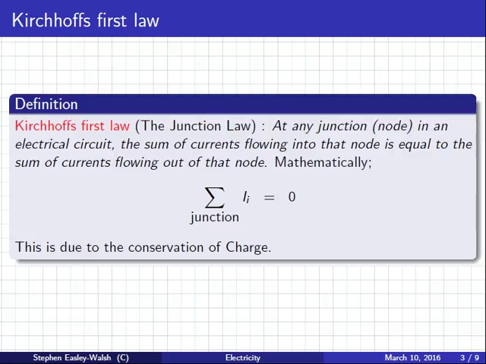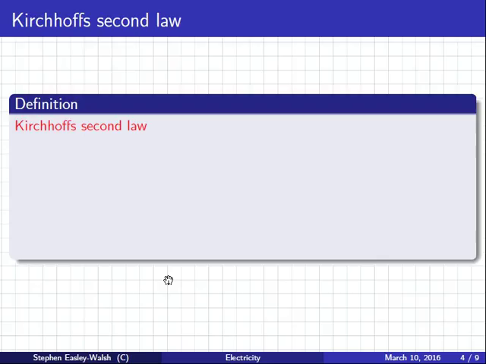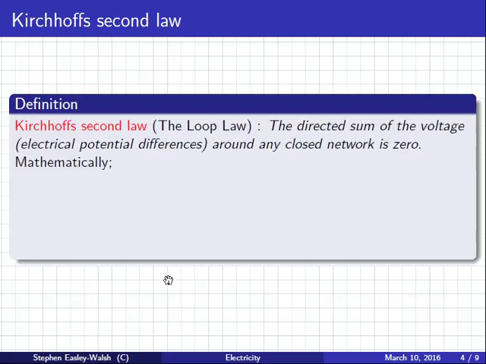Do you have this now? Yep. Okay. So, I drew what that means already. Obviously, there's more than one law, because you would never say Kirchhoff's first law if it was the only law. So you have Kirchhoff's second law. Kirchhoff's second law, also known as the loop law, says that the sum of the voltage around a network is zero. Mathematically, the voltage around a loop is zero, and this is because energy is conserved.